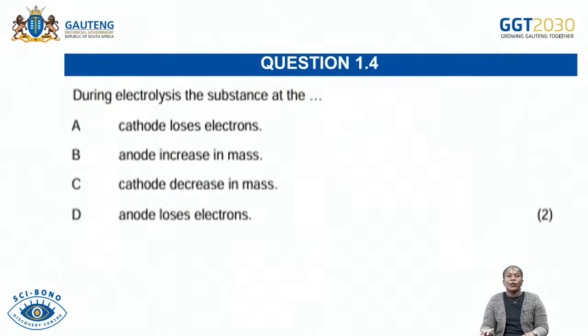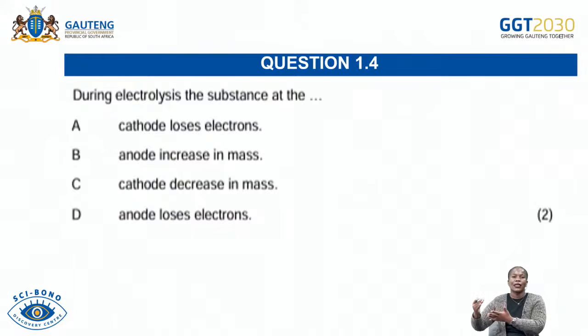And then looking at the last one: during electrolysis, the breaking down of a substance, decomposition of a substance, the substance at the cathode loses electrons. Anode increases in mass. Cathode decreases in mass. Anode loses electrons. Let's do it again. Cathode loses electrons. No.